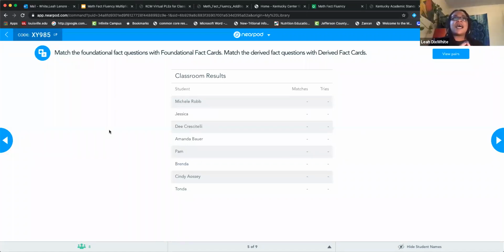So what I'd like for you guys to do is there are some cards, and I want you to see if you can match the foundational fact cards with the derived fact cards, and spend some time doing that so we can distinguish between the two. So is it allowing you to do that? Yes. Okay.